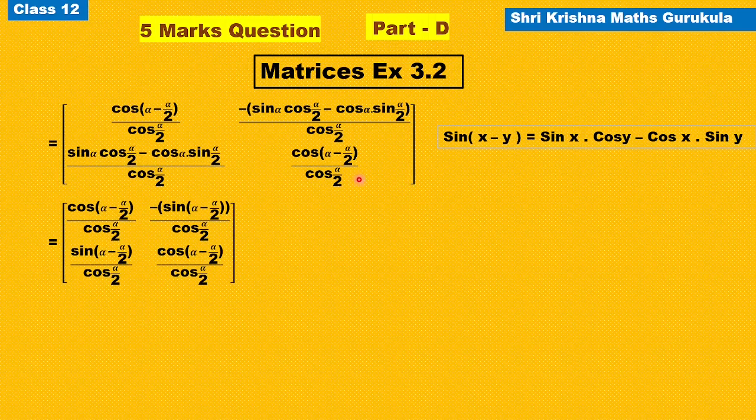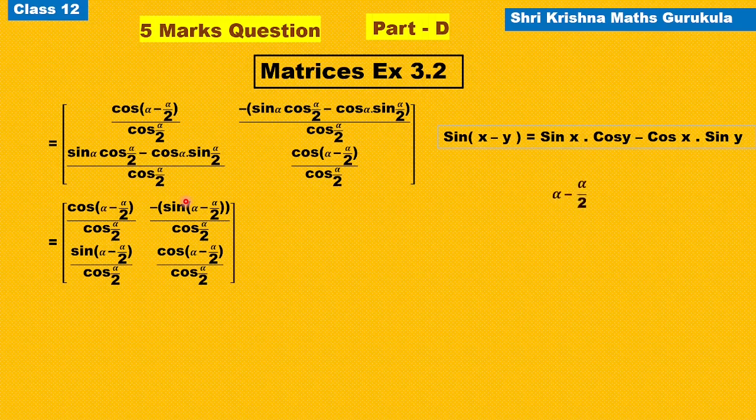These two will remain as it is. That is cos of alpha minus alpha by 2. Denominator is cos of alpha by 2. So it is the same term here also. These two are same. Now negative sign as it is. Then this is sin of alpha minus alpha by 2. Here it is just sin of alpha minus alpha by 2. And definitely denominator remains the same. That is cos of alpha by 2 for both the terms. Both cos terms have positive sign. But here sin terms have opposite sign. Here it is negative and here it is positive. That's all. It's the same formula for these two terms and for these two terms.